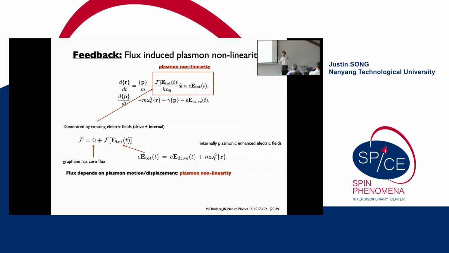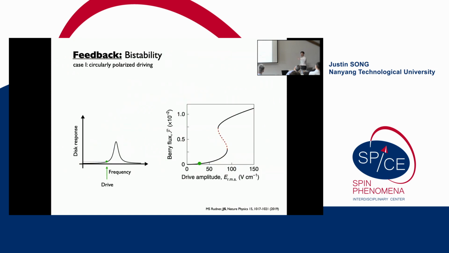And whenever we see a nonlinear set of dynamical equations, we immediately expect bistabilities, or multistabilities. Right? Let me just explain how this multistability actually works in a simple case, with no symmetry breaking yet. Case one: I shine circularly polarized light on this system, and let's put the drive frequency just below the bare plasmon resonance.